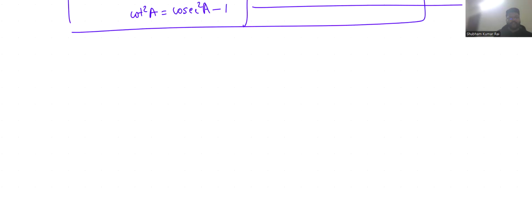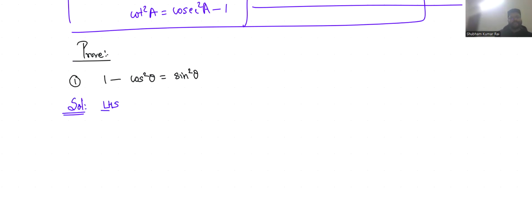So the first question is a proof. We just need to prove it. The type 1 question that we have is 1 minus cos square theta is equal to sine square theta. So what do we have to follow? First of all, we write the solution and take one side, the left hand side. As we know, in the equation this is the left hand side and this is the right hand side. So we take the left hand side first.